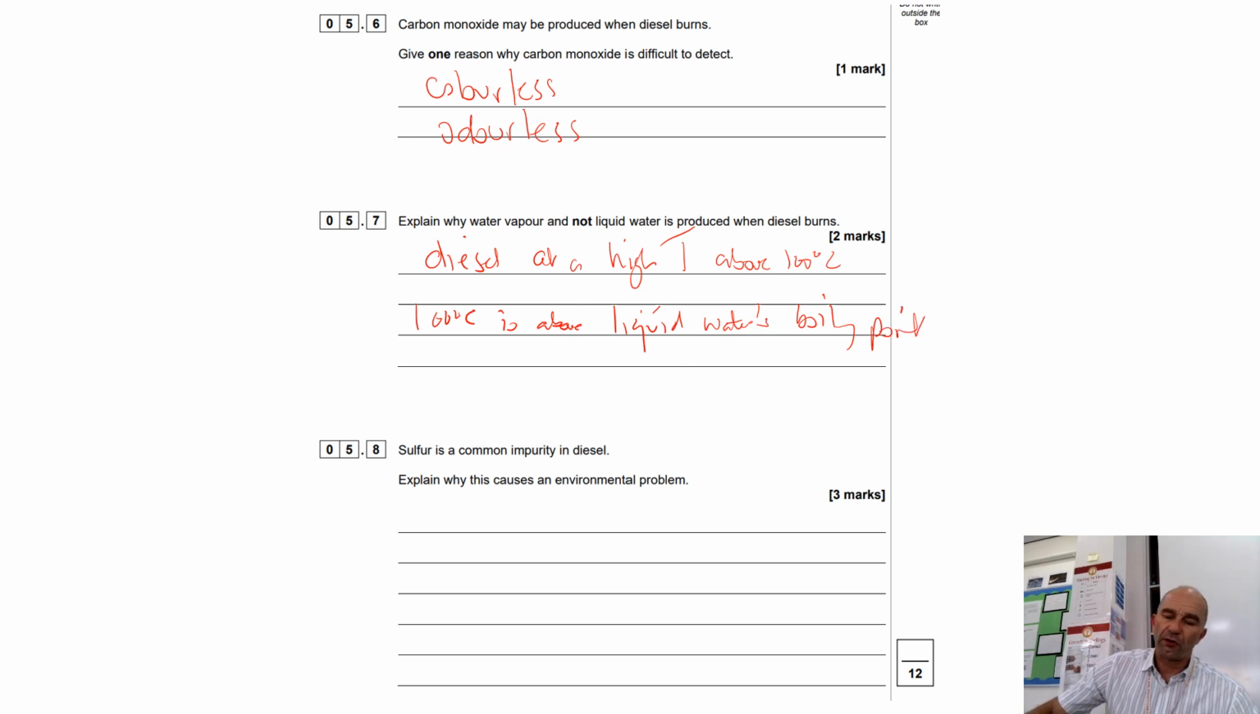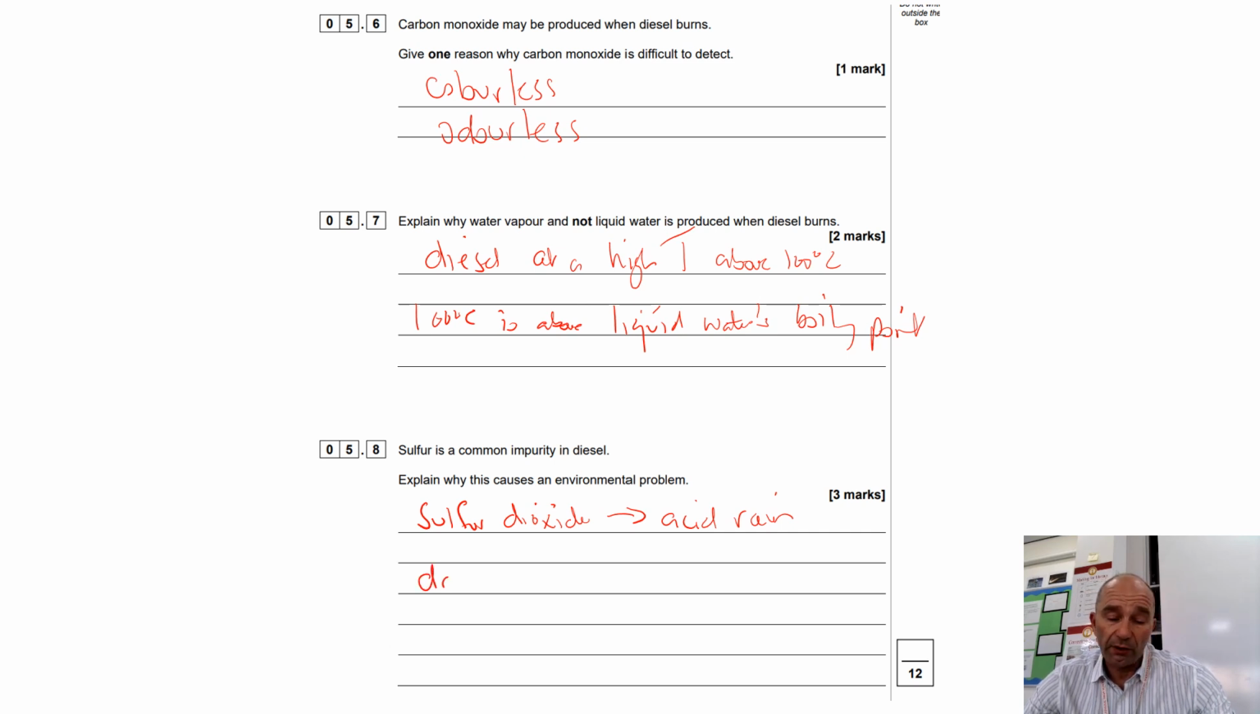Now 5.8, sulfur is a common impurity in diesel. Explain why this causes an environmental problem. So first of all, when that sulfur is burnt alongside the diesel, it forms sulfur dioxide. Sulfur dioxide is an acidic gas which causes acid rain. So that gas gets released, sulfur dioxide, and dissolves into the water vapour in the clouds. And then of course that acid rain will then fall, and you've got a weak acid solution essentially.